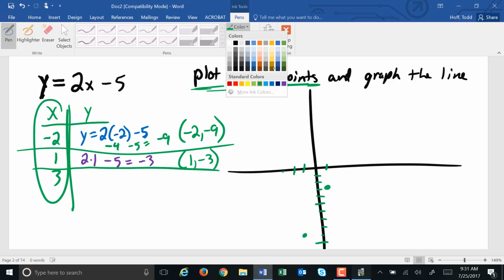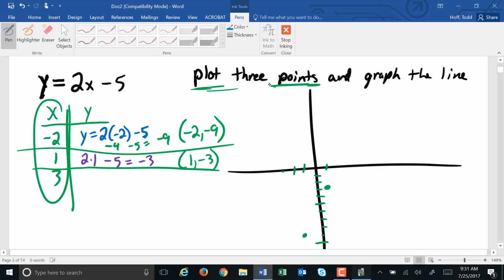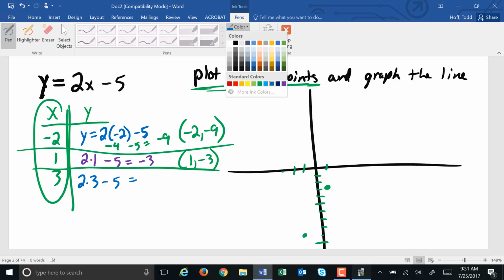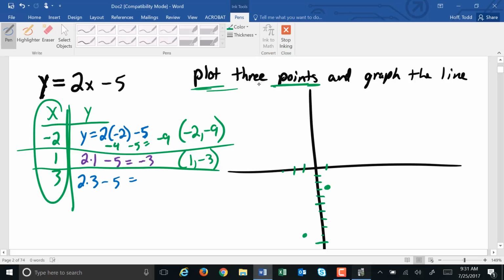And then finally, 3. If x is 3, y is 2 times 3 minus 5. Well, what is 2 times 3? 6 minus 5 is 1. So that gives us the point 3, 1. So that's right there, 3, 1. There's our line.